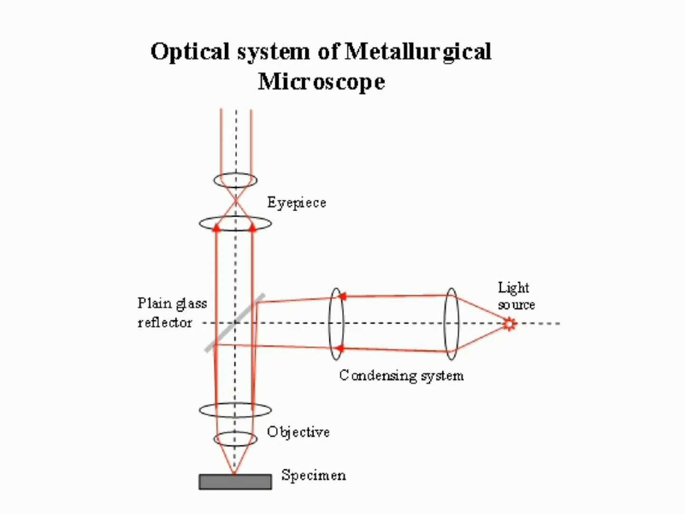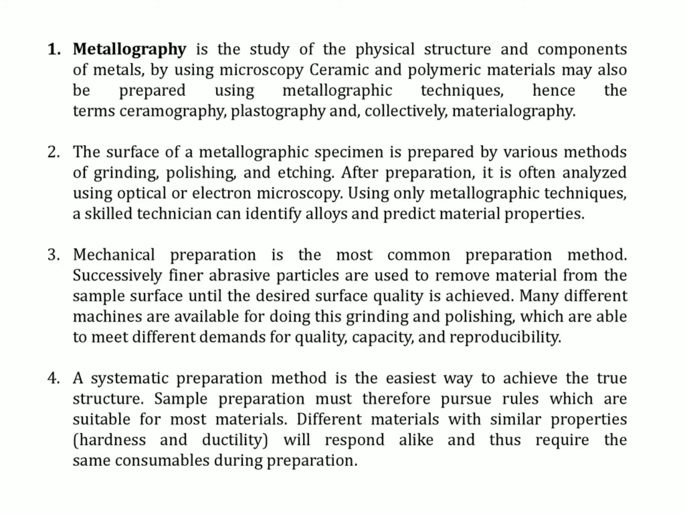The metallurgical microscope is basically used for metallography, the study of the physical structure and components of metal by using microscopy. Ceramic and polymer materials may also be prepared using metallographic techniques, hence the terms ceramography, plastography and collectively metallography. The surface of a metallographic specimen is prepared by various methods using grinding, polishing and etching. After preparation, it is often analyzed using optical or electron microscopy. Using only one metallographic technique, a skilled technician can identify an alloy and predict material properties.